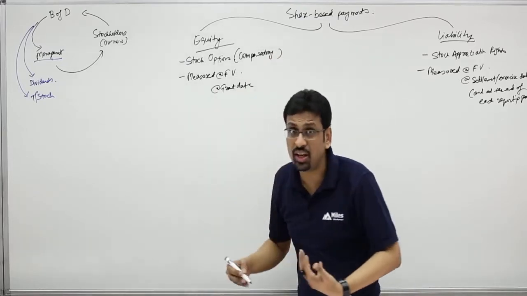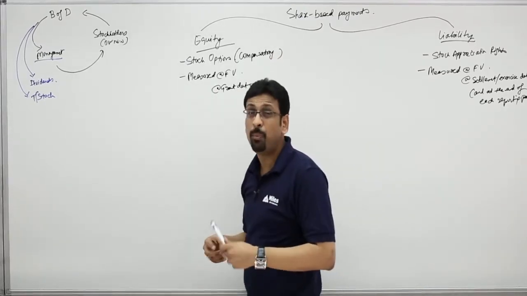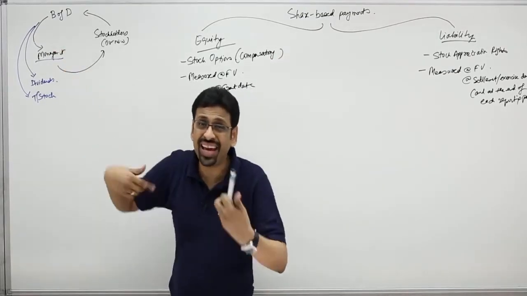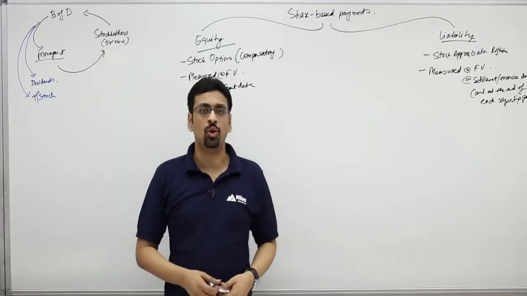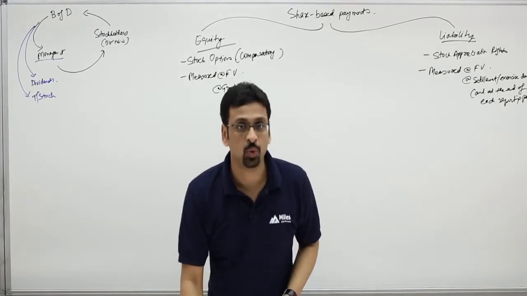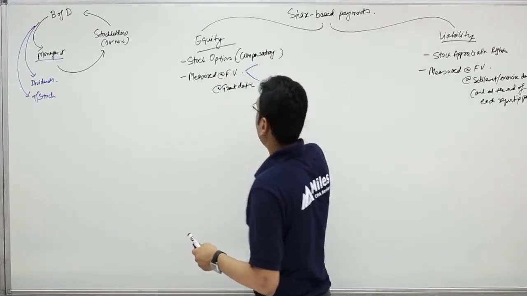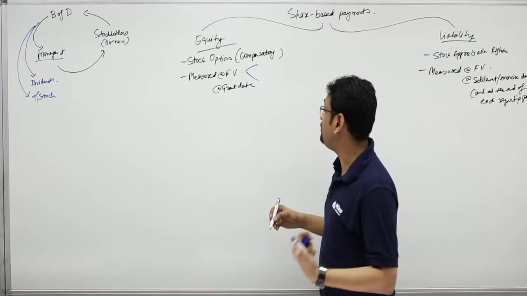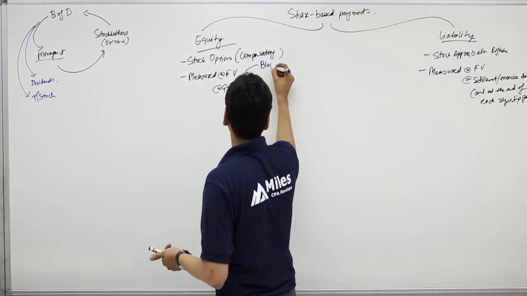The intention is to provide a benefit to the employees, to the management, so that they act in the best interest of the stockholders. Now, measured at fair value. How do you measure the fair value? I'm going to talk about a couple of techniques here. Black-Scholes model.